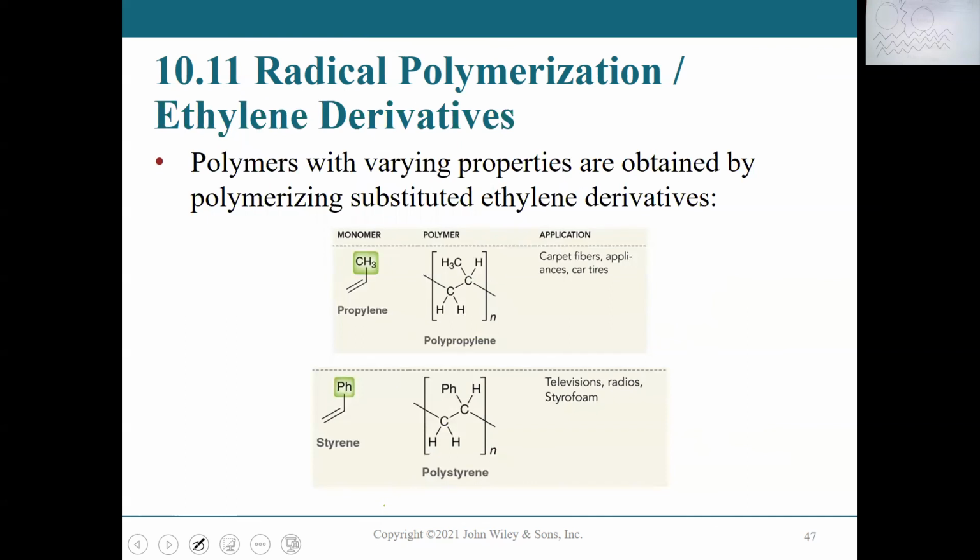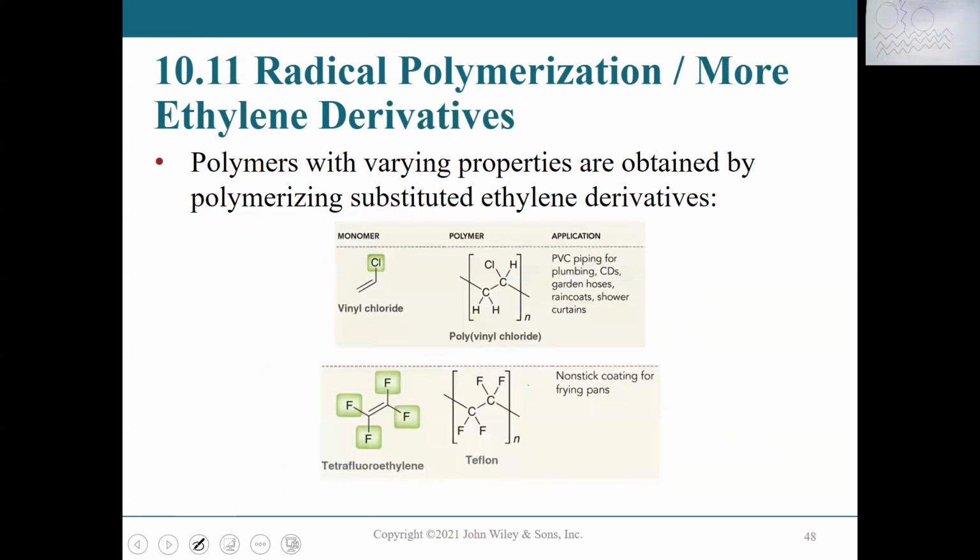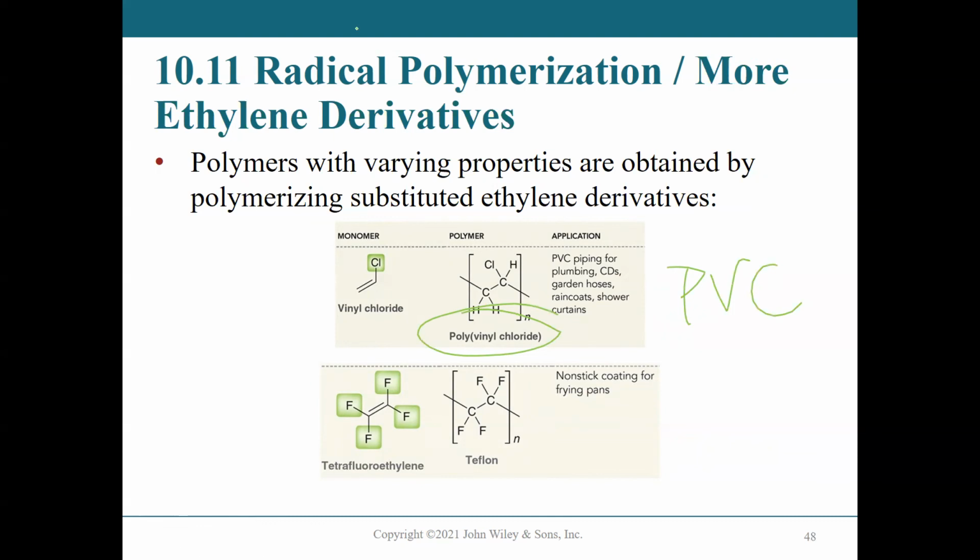Yeah, they're different. Polymers with varying properties are obtained by polymerizing different types of alkenes. For example, propylene will form polypropylene. Carpet fibers, appliances, car tires, that's what is made from that particular monomer. Styrene, that's the styrene I was telling you about, forms polystyrene: television, radios, styrofoam. Vinyl chloride forms PVC, that particular polymer.